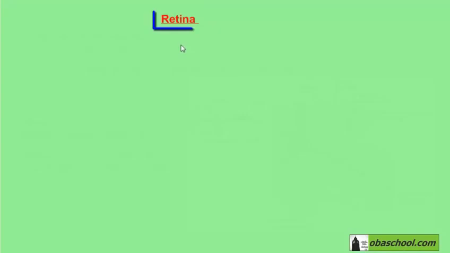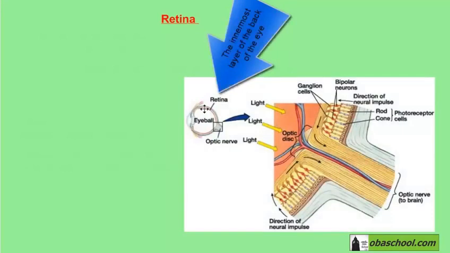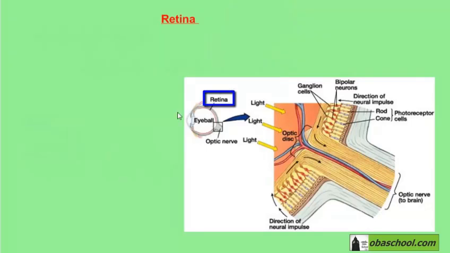We're going to talk about the retina. The retina is a layer in the eye which converts light energy into electrical impulses. So this is the eye. The innermost layer of the back of the eye here is what we call the retina. And we're going to learn the importance of this retina with respect to vision.